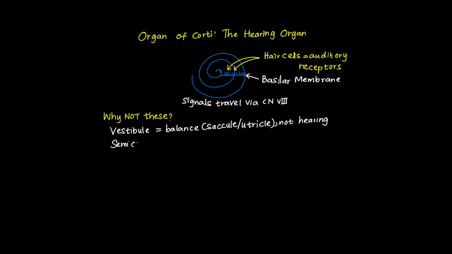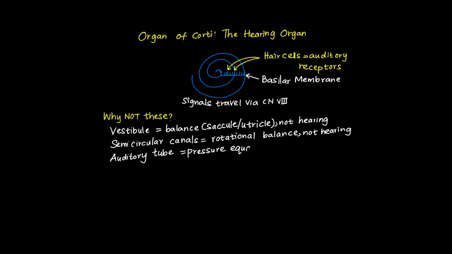The semicircular canals house the cristae ampullaris for detecting rotational head movement. Again, balance, not hearing. The auditory tube connects the middle ear to the nasopharynx to equalize pressure. It has no sensory cells at all.